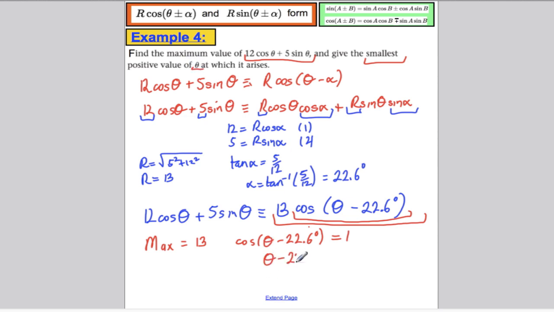Therefore, theta minus 22.6 is the inverse cos of 1, which is 0 degrees. So theta minus 22.6 is 0, therefore theta is equal to 22.6 degrees. And that's the smallest value. It doesn't ask for the other ones. That gives this function a maximum value of 13. And we've done all the types of examples you can do with this particular topic.